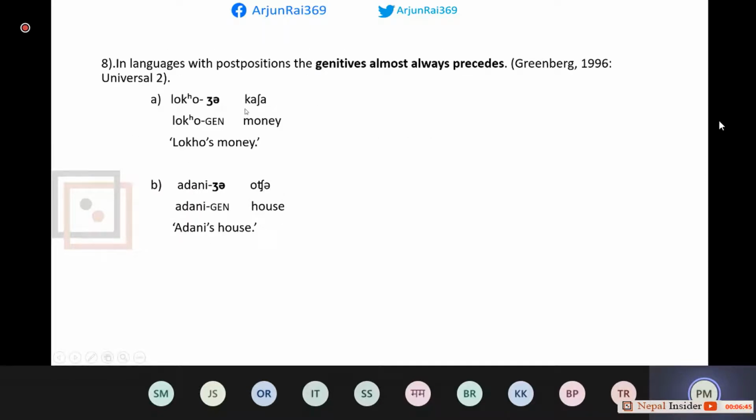Also, the genitive always precedes the governing noun, as we can see in examples A and B. Here, je is the genitive marker, which precedes the governing noun. In example A, kasha, which is money, is the governing noun, preceded by the genitive.